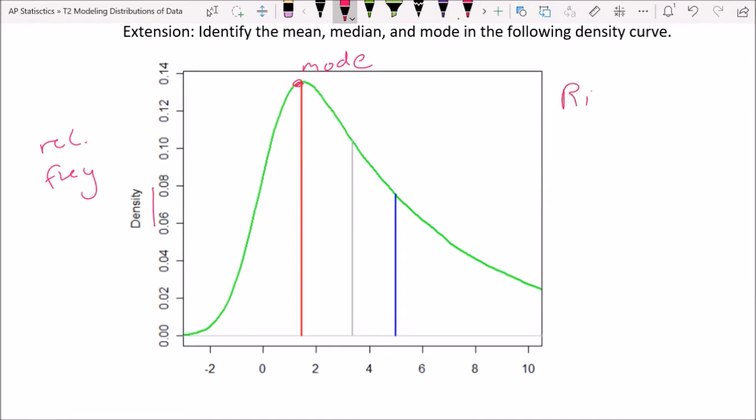This is a right skew. And I know there's this little teeny tail down here, but look how big this big swooping tail is. That's a right skew, which means the mean is going to be dragged further right. So this is the mean, and this would have to be the median.